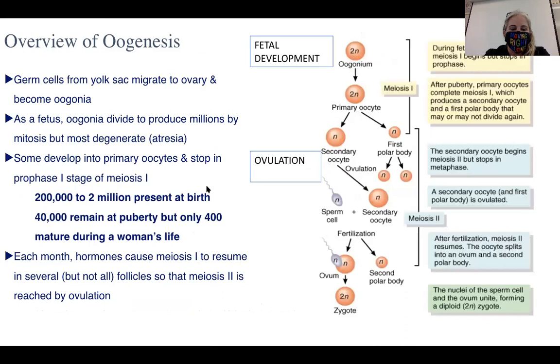And then we'll go ahead and open up all the blanks so you guys can see them. Basically, the overview of oogenesis is going to be meiosis. It's meiosis one, it's meiosis two.